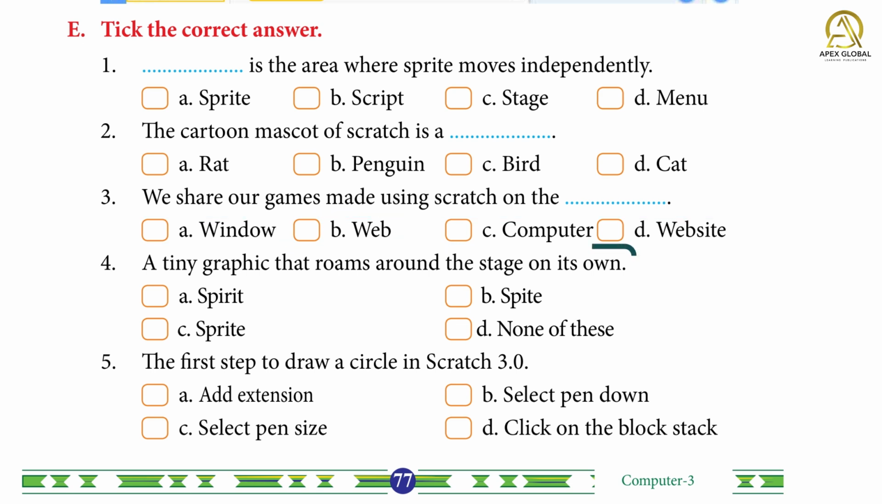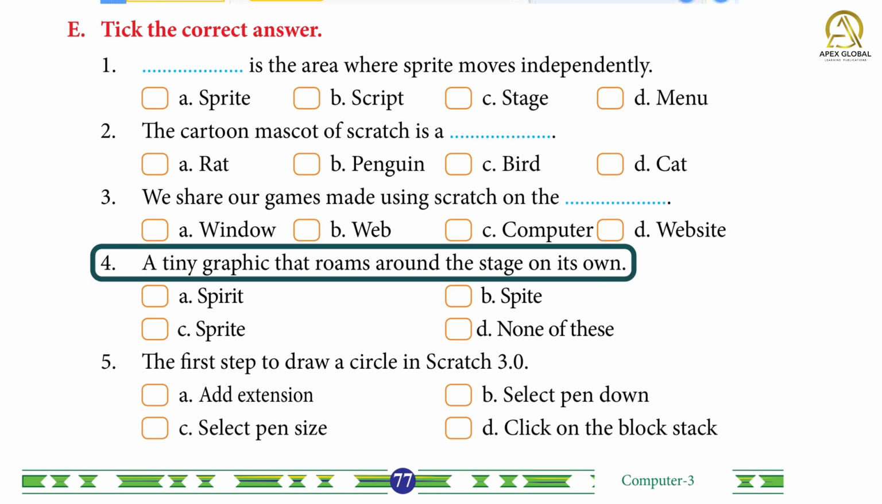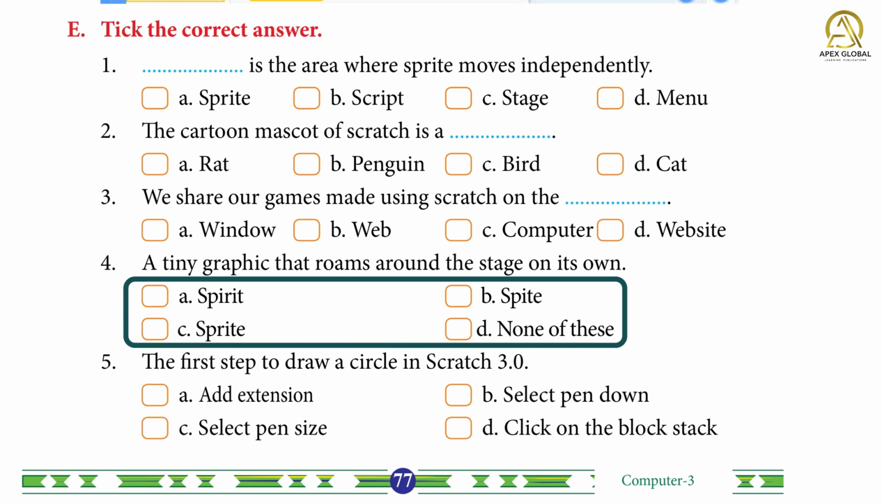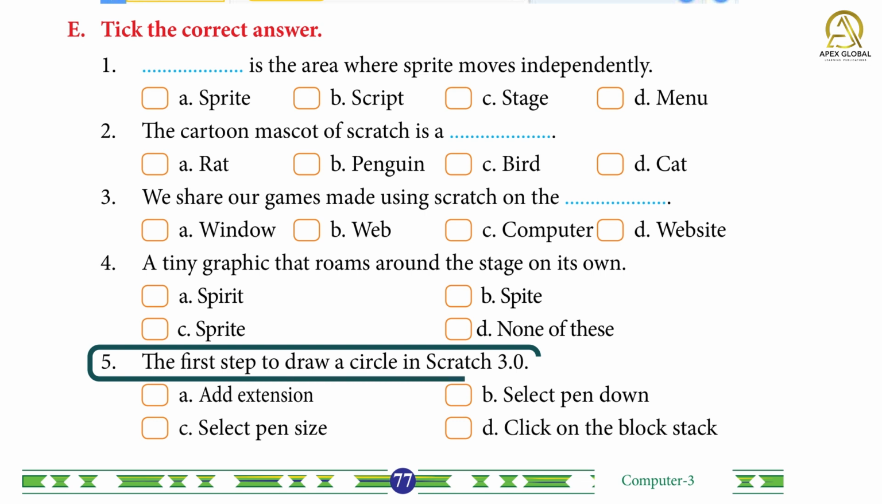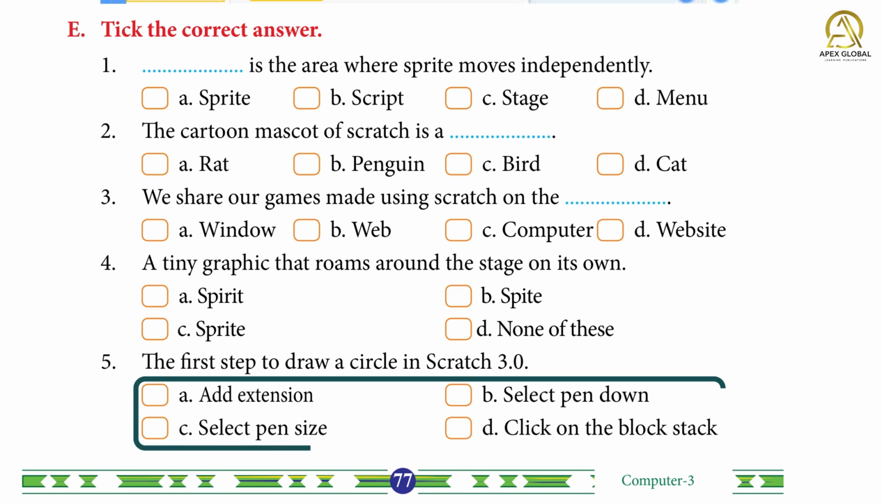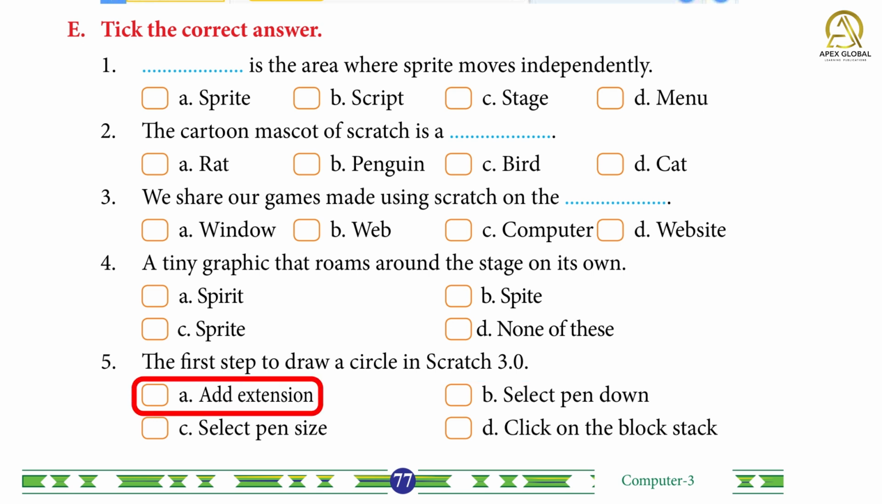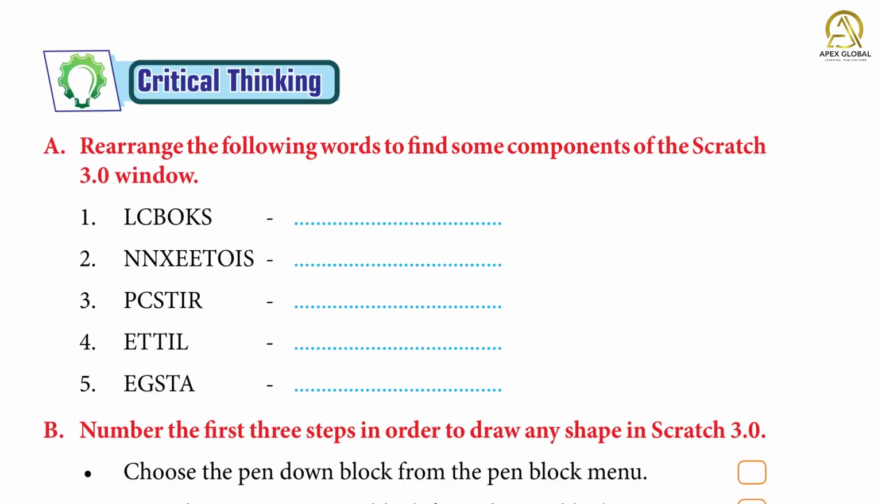Web. 4. A tiny graphic that roams around the stage on its own. A. Spirit. B. Spite. C. Sprite. D. None of these. Answer C. Sprite. 5. The first step to draw a circle in Scratch 3.0. A. Add extensions. B. Select pen down. C. Select pen size. D. Select on the block stack. Answer A. Add extensions. Critical thinking.